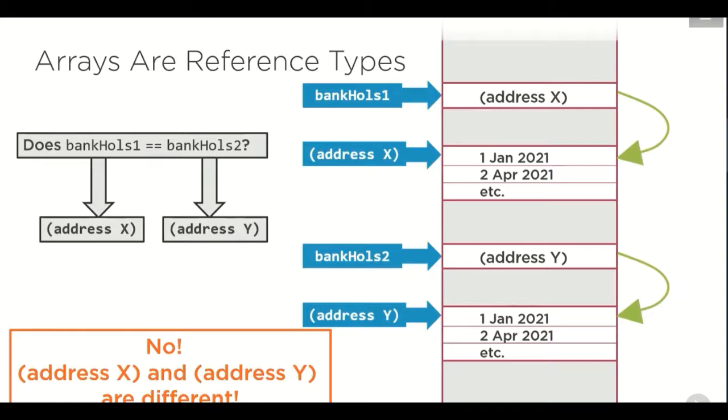Here is the missing part of the puzzle. Arrays are reference types. bankHoliday1 is not equal to bankHoliday2. They contain the addresses of two different memory locations that point to the list of dates during 2021.